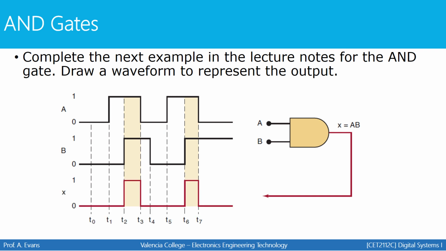And here's the solution to that. Notice that the output will only be high when both of the inputs are high. And that only happens in 2 places. Right here, both of the inputs are high. And right here, both of the inputs are high. Anywhere else, you have at least one input that is low. So those are places where the output of the AND gate will also be low.